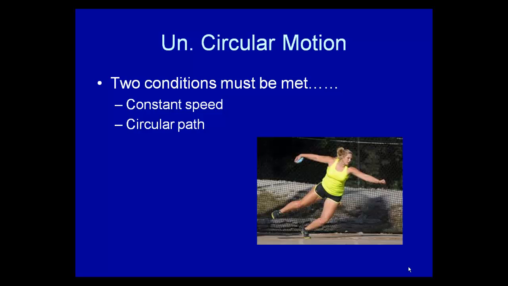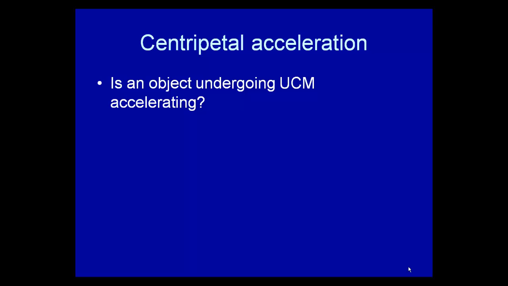So when we look at a discus thrower getting ready to spin, she's spinning at a somewhat constant speed, and of course the discus travels in a circle. Now, is an object that's undergoing uniform circular motion accelerating? And this is kind of the crux of the problem.